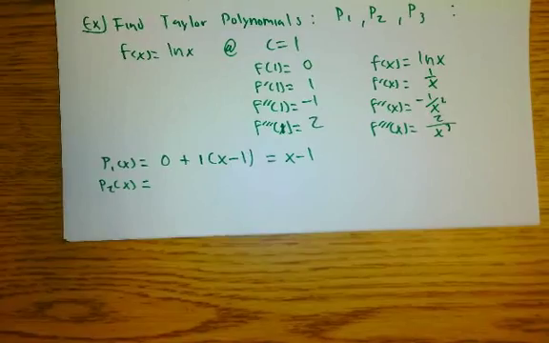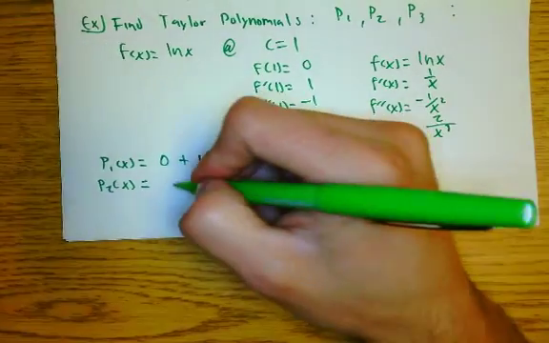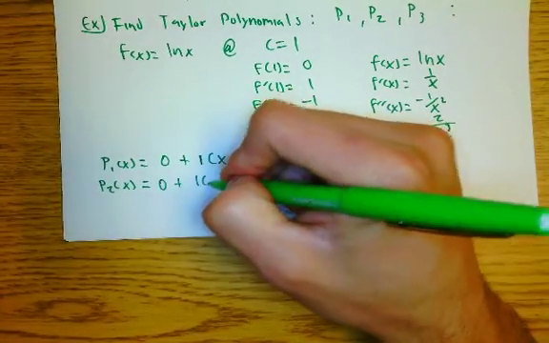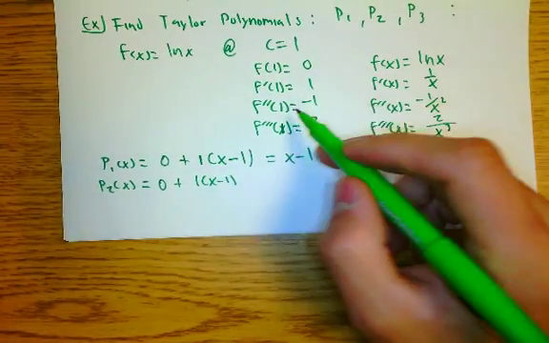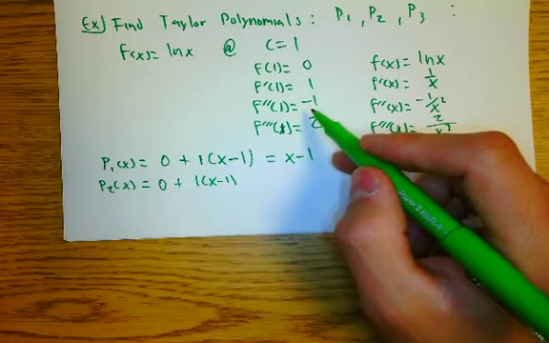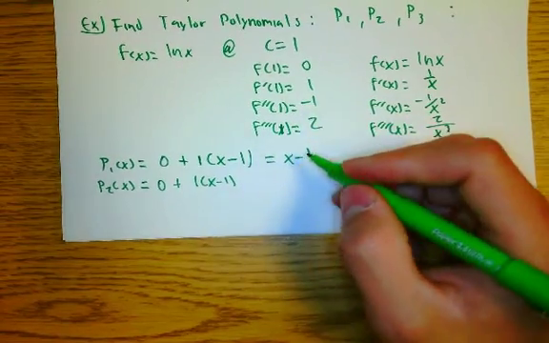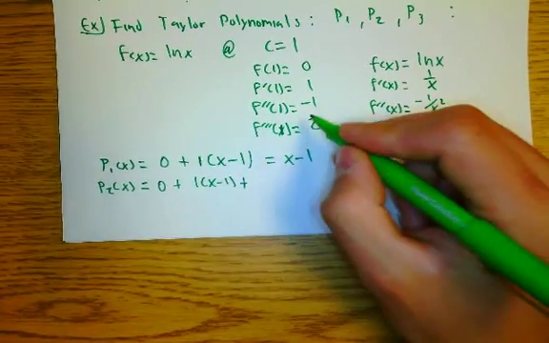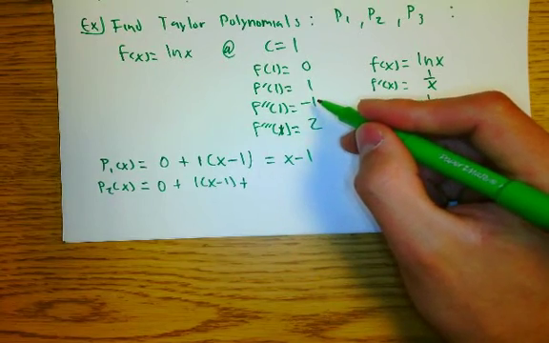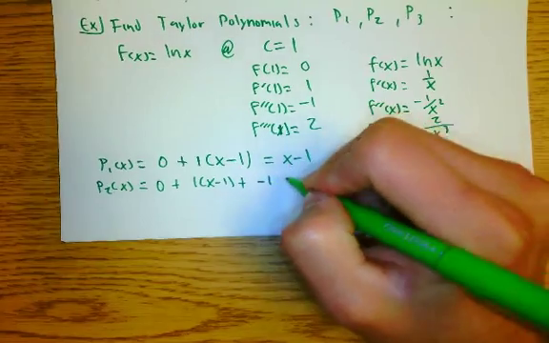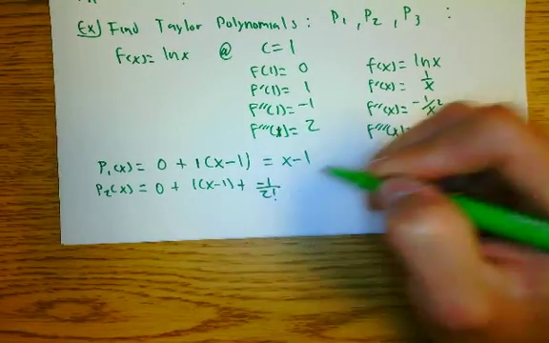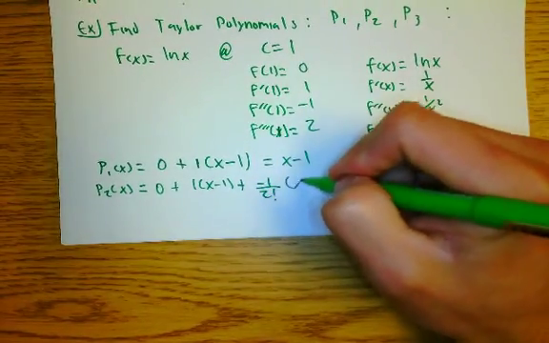What would your second degree Taylor polynomial look like? So I still have the 0. I still have the 1 times x minus 1. So plus, and it's going to be a negative, right? Because it was negative 1. Right? So it's negative 1 over 2 factorial times x minus 1 squared. Cool?